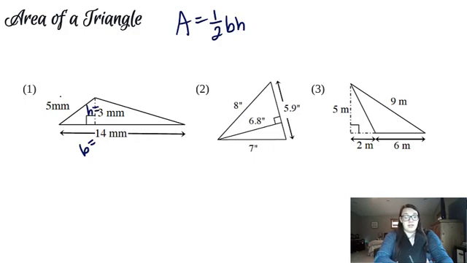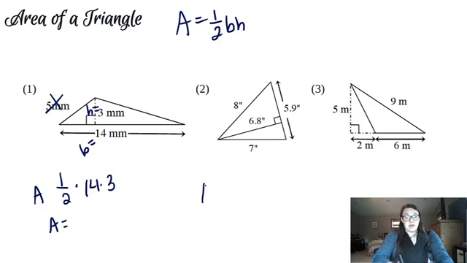So we need the 3 and the 14. I don't need the 5 at all on this one. So 1/2 times 14 times 3. Simplify this out and add some units. Try the next 2 as well. I'm giving students in class 4 minutes. Keep it around that amount of time and then come back to see answers.